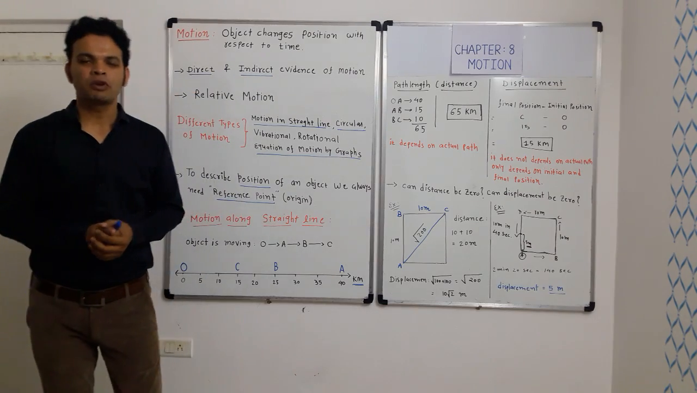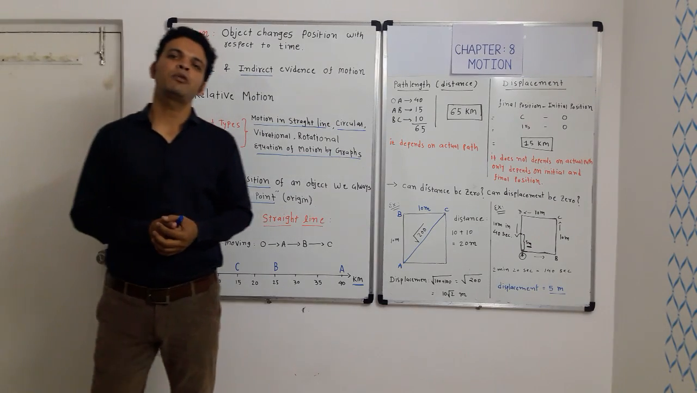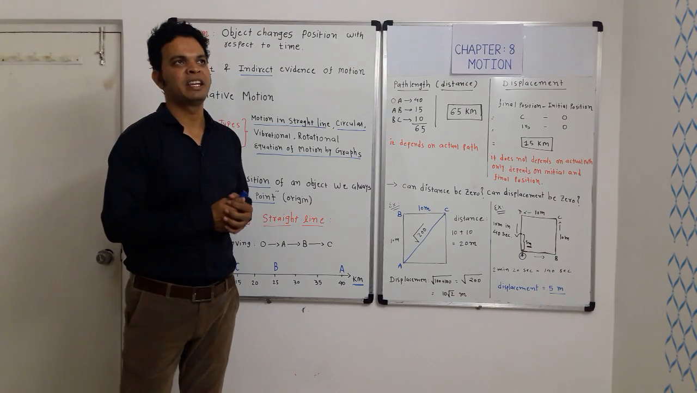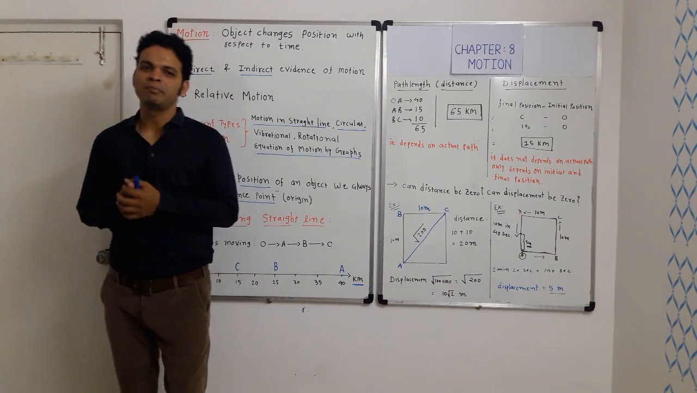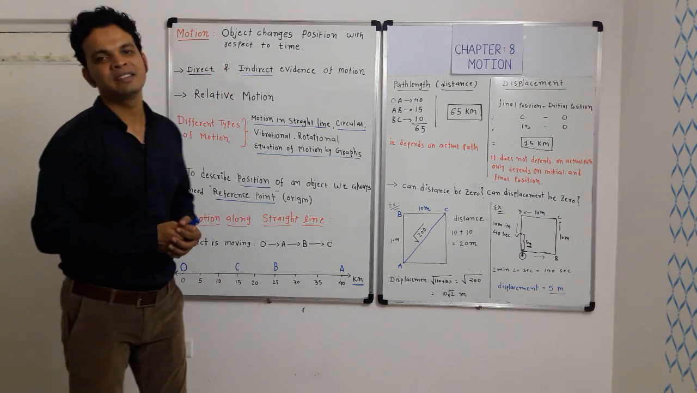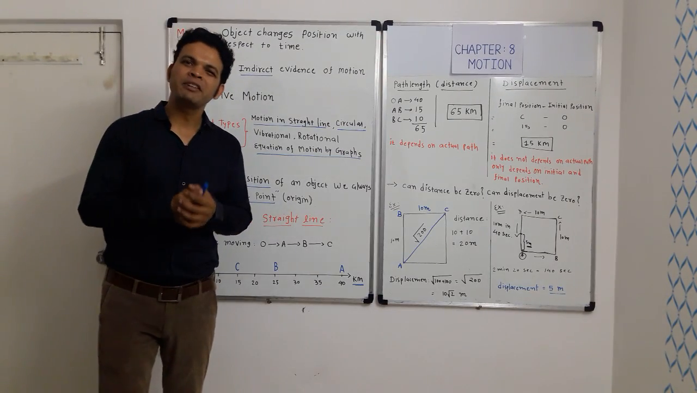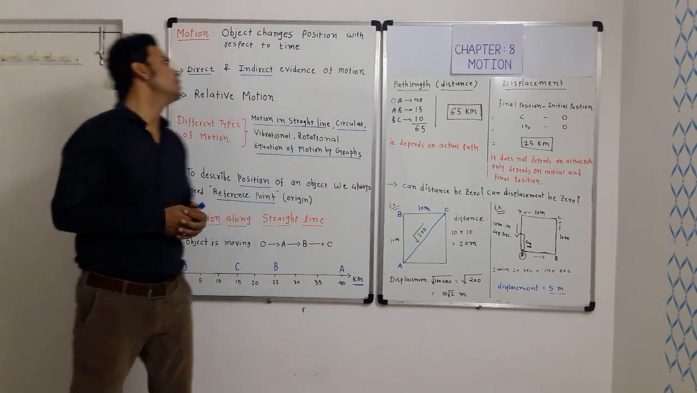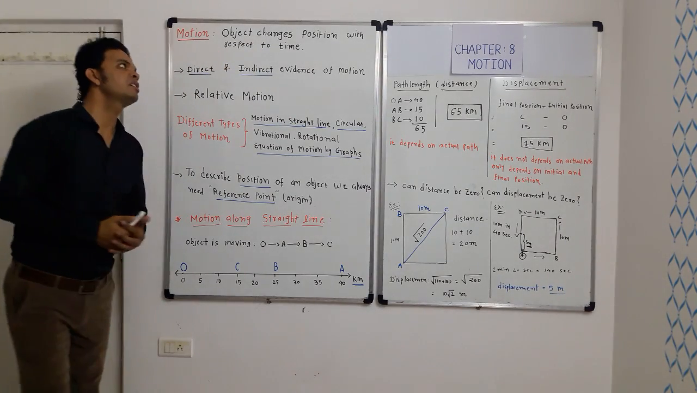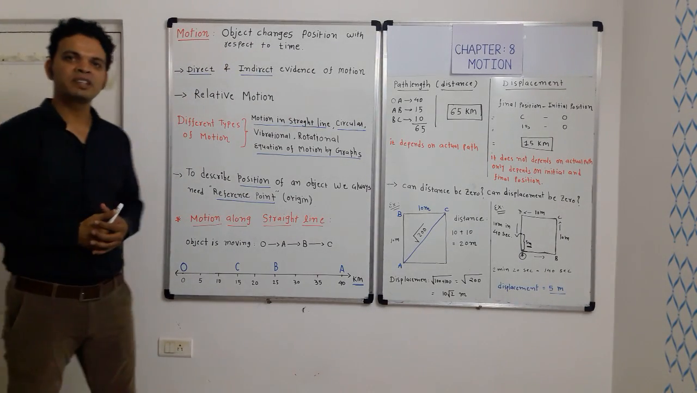So first of all, what is motion? Day in and day out you come across many kinds of motion, like birds are flying, children are playing, people are walking, vehicles are moving. So these are all examples of motion. So can we define motion? Yes, we can. When an object changes position with respect to time, it is known as motion.